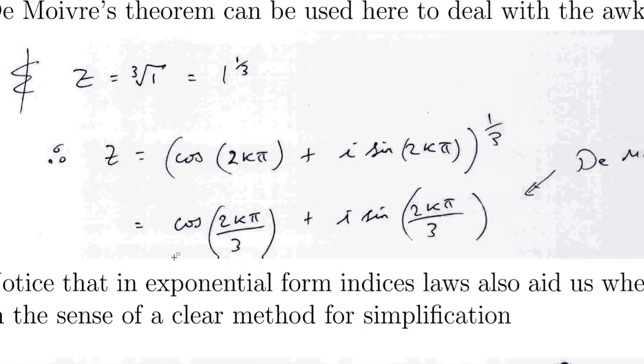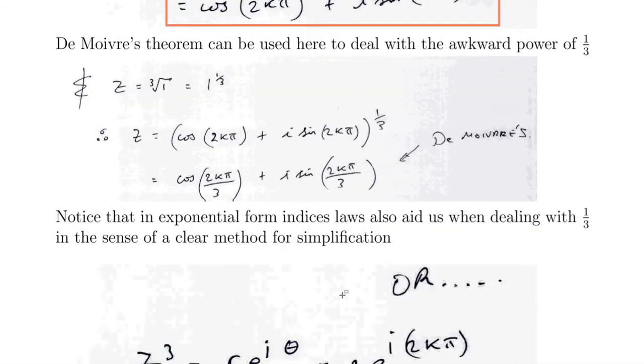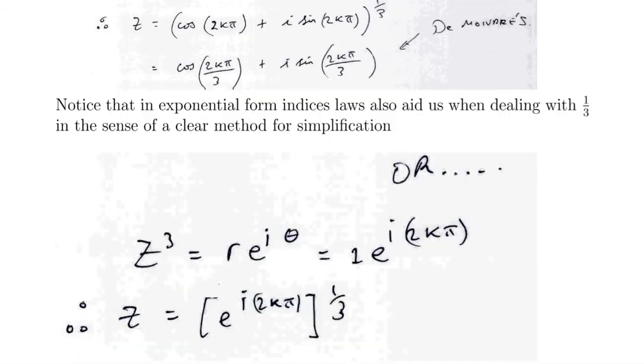Now, if I zoom out slightly, I've stated here, notice that in exponential form, indices laws also aid us when dealing with 1/3 in the sense of a clear method for simplification. If you haven't seen this form, don't worry too much about it. One way to come to this conclusion is that cos and sine could be written as polynomials, and when these polynomials, especially including the imaginary number, come together, they can be rewritten in the form e to the i theta, where theta would be the value in here and theta would be the value in there.